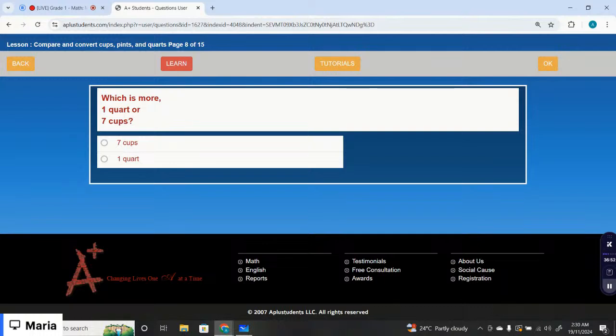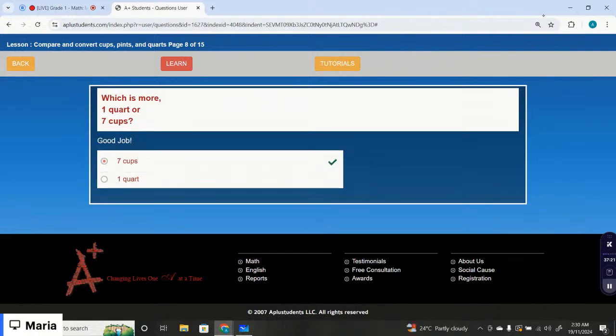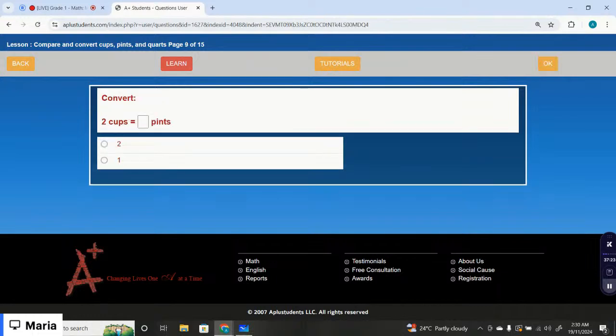Which is more, 1 quart or 7 cups? 7 cups is more because 1 quart equals 4 cups. So the correct option is 7 cups. Okay, you can complete the lesson by yourself later today. Let me just move on to the next lesson.